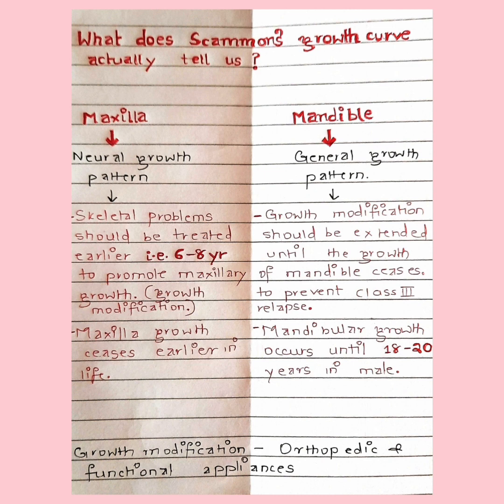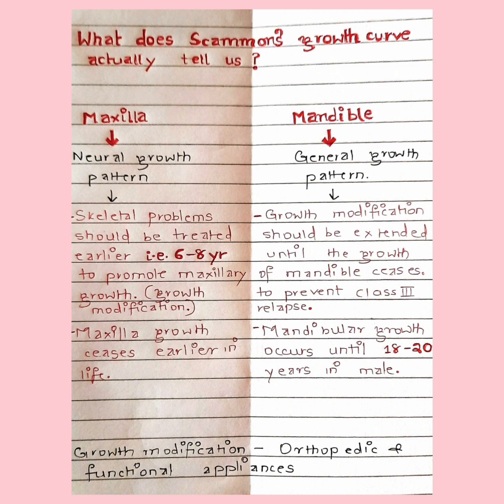The growth modification appliances are orthopedic or myofunctional appliances, and they are usually given during the mixed dentition period or adolescent growth spurt. The growth modulation of the maxilla should be carried out comparatively earlier.